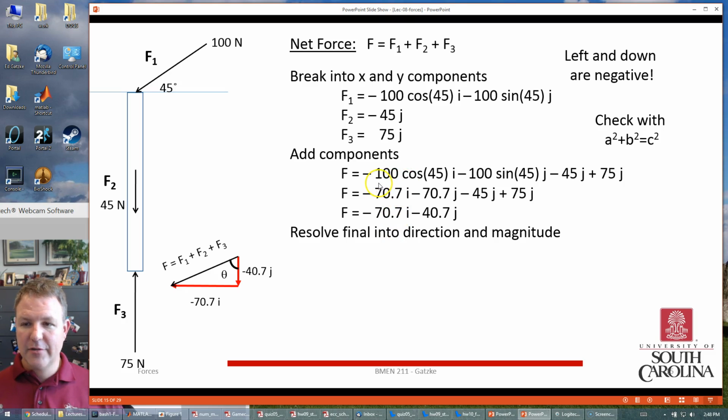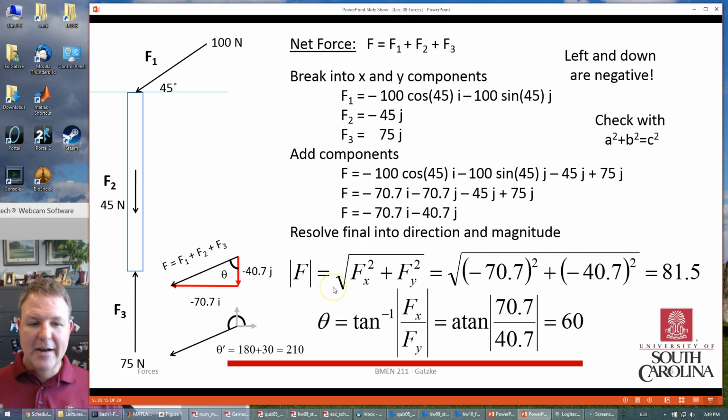We add the components, so we know that we have only this value. The only one up here in these components that has any x component is this value. We have 3 y components that are in the j direction. So we can figure out it's basically negative 70 i minus 40.7 j. So once we have that, we have to figure out the angle. We know it goes down 40 and over 70, or over 70 and down 40. So that's the result of F1 plus F2 plus F3.